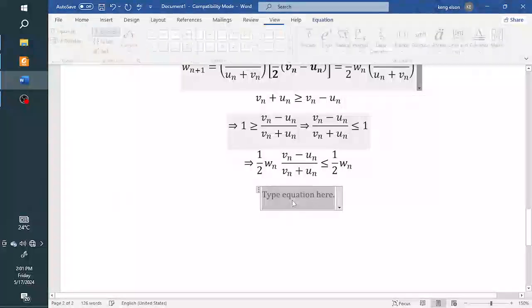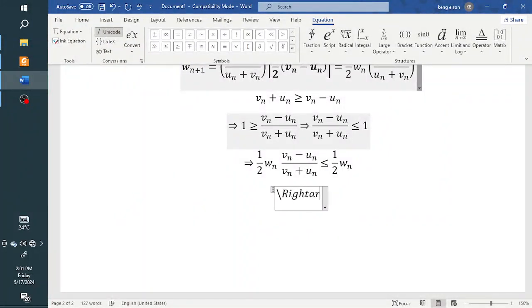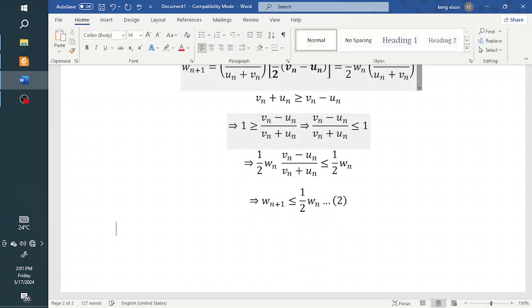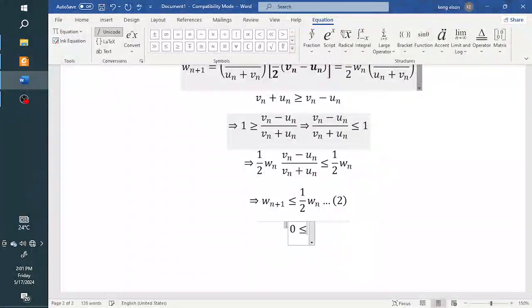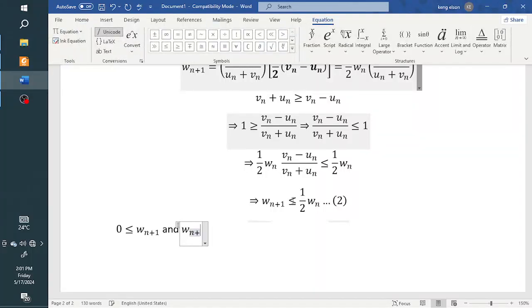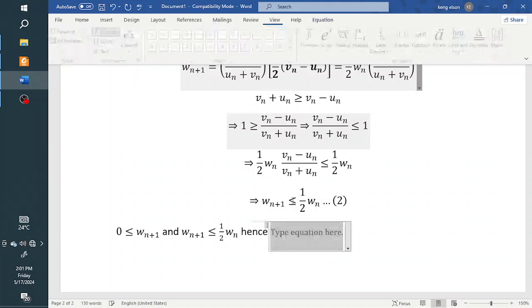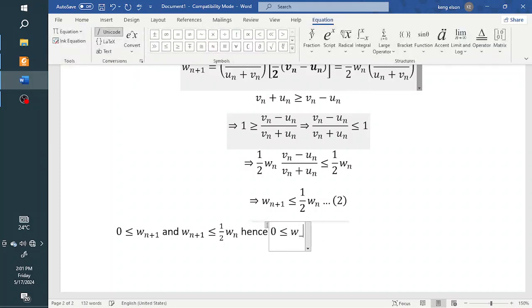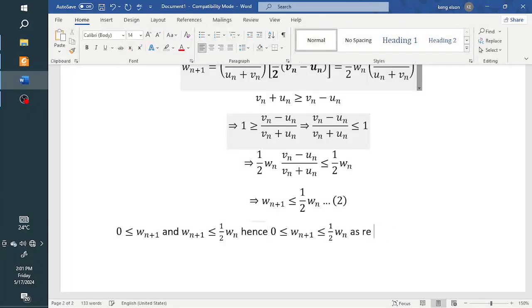So from there, we can now conclude that Wn plus 1 is less than or equal to half Wn. We can call this equation 2. Now we need to combine the two equations together. The first one is 0 is less than or equal to Wn plus 1, and the second one is Wn plus 1 is less than or equal to half Wn. So it therefore means that Wn plus 1 is between 0 and half Wn. So that's what we're required to prove.